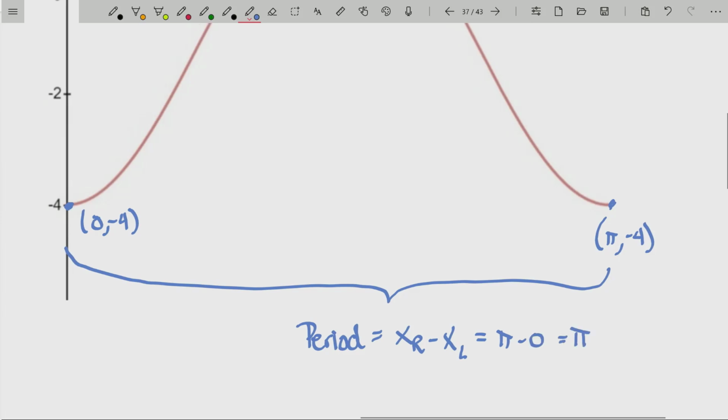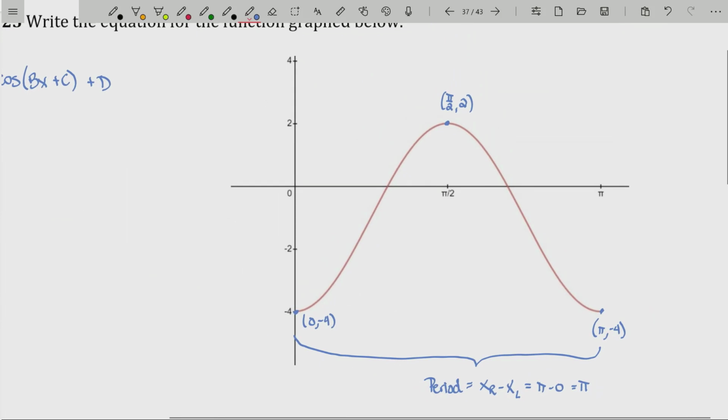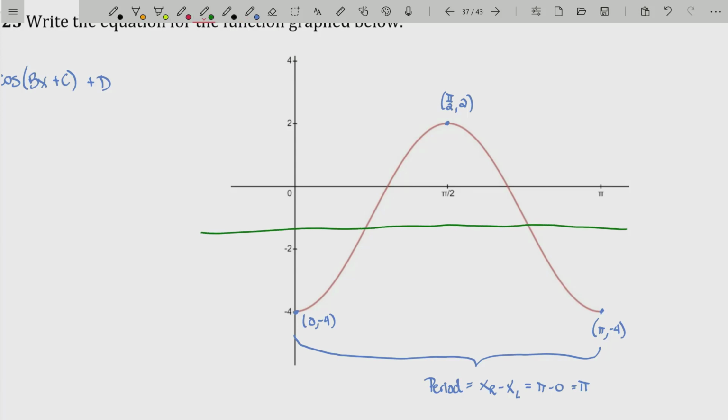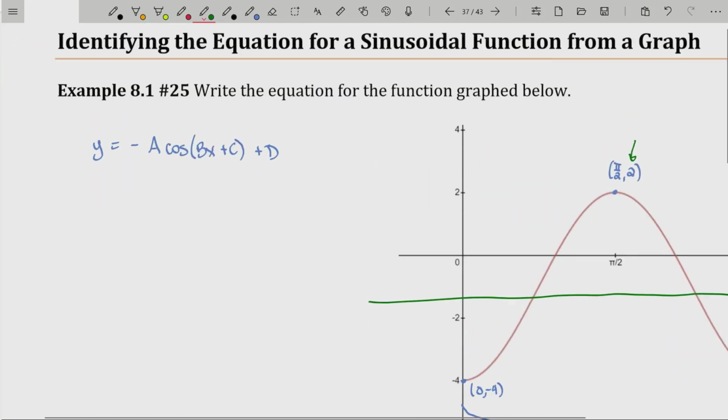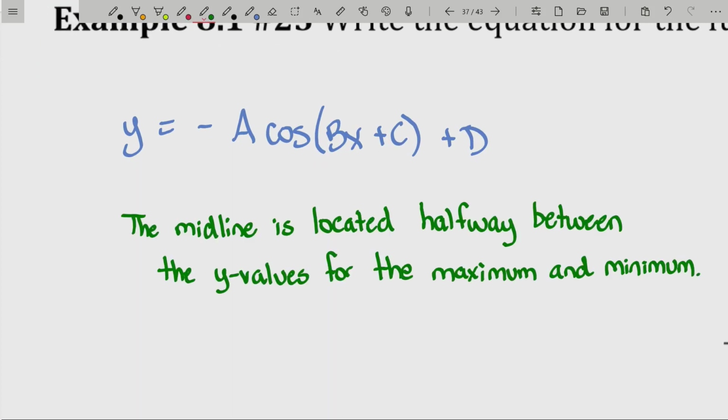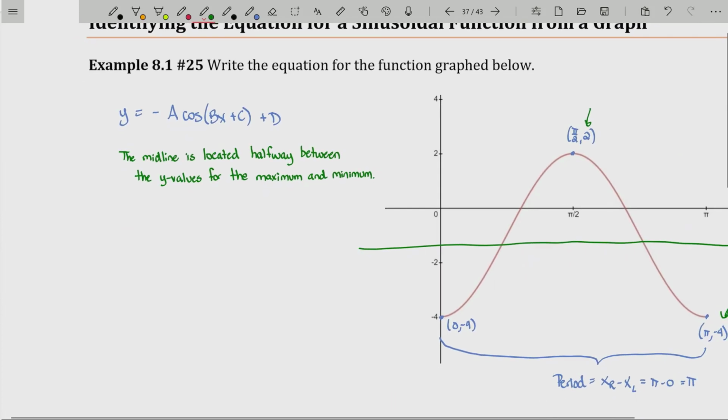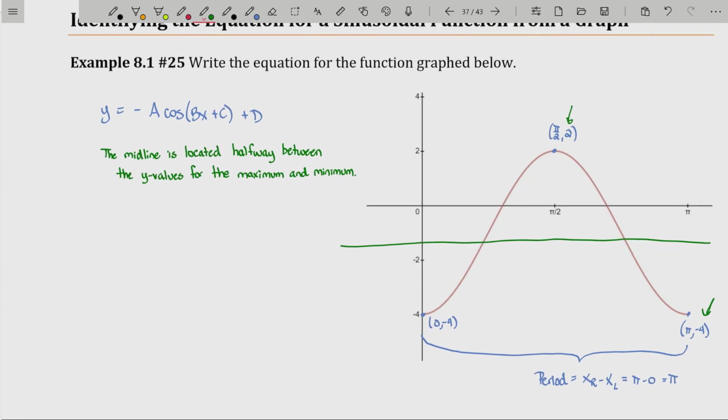That's our period. Also, they didn't explicitly give us a midline, did they? But I could probably guess that the midline is somewhere around here. Hard to tell. But the easiest way to figure it out is that it is halfway between these two y values. Let me state that clearly. The midline is located halfway between the y values for the maximum and minimum. So basically, you can just find the average of the y values. That's all you really need to do.